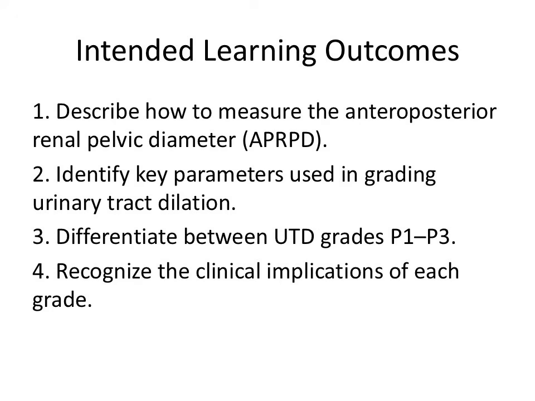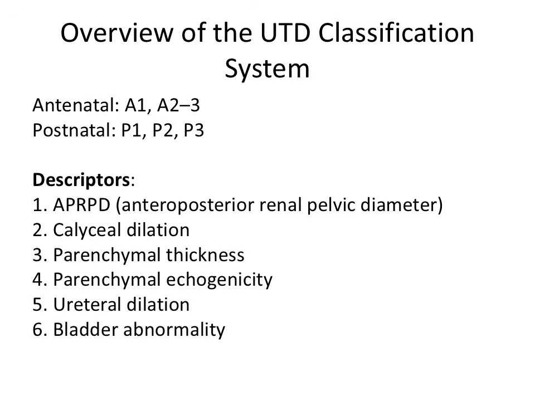clinical implications. The UTD classification is a unified system for describing urinary tract dilation in fetuses and infants. It includes antenatal, A1, A2 to 3, and postnatal, P1 to P3, categories and uses 6 descriptors: APRPD, calyceal dilation, parenchymal features, urethral dilation, and bladder abnormalities.